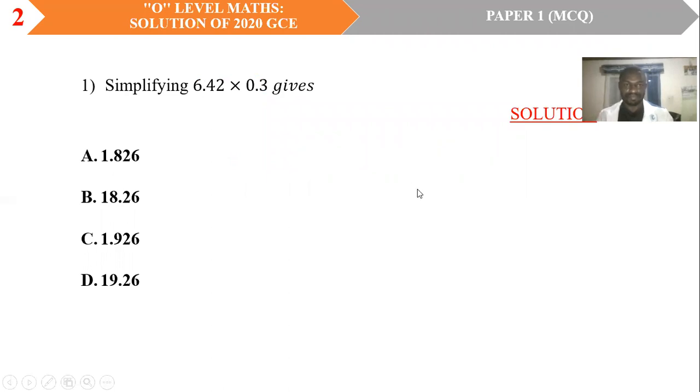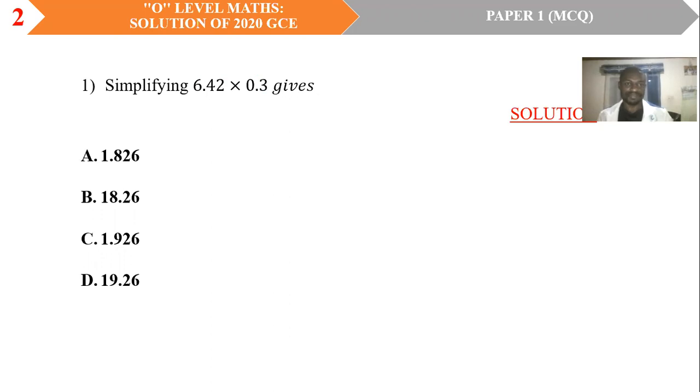This revision paper consists of 50 multiple choice questions, and you are asked to circle the best alternative from A, B, C, and D. It is Ordinary Level Mathematics, Solution of 2020 GCE, Paper 1, Multiple Choice Questions. Question 1.